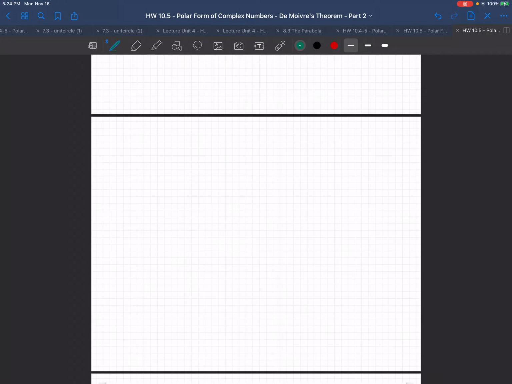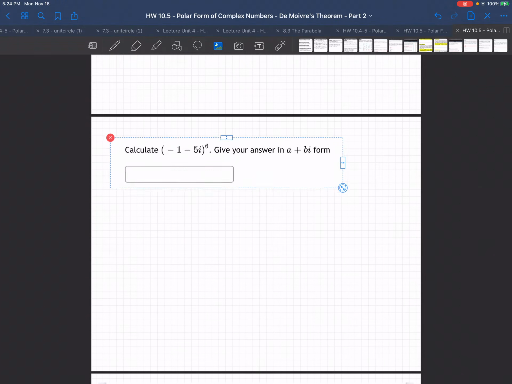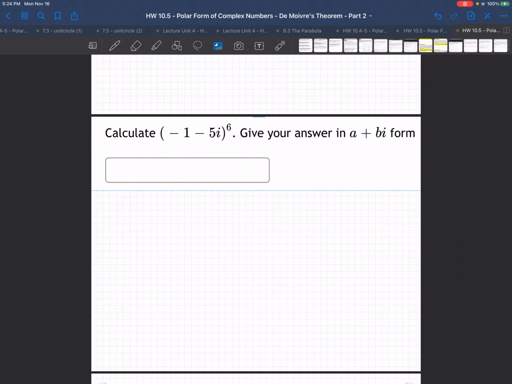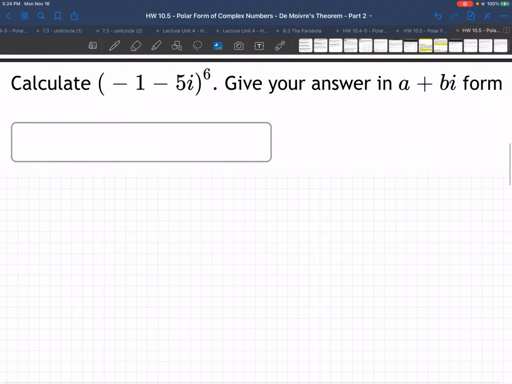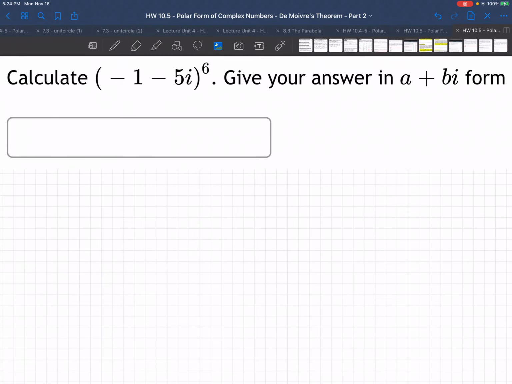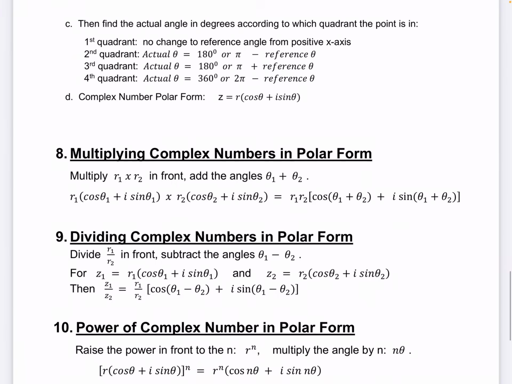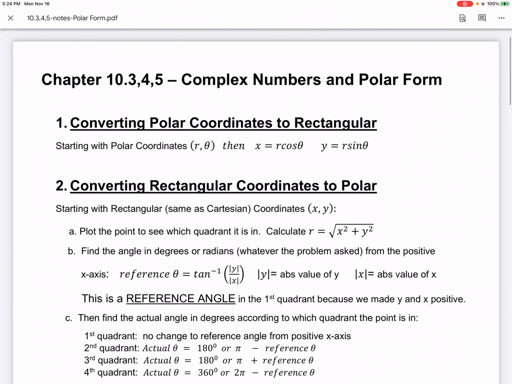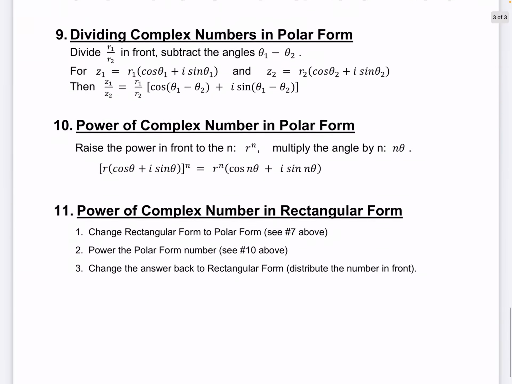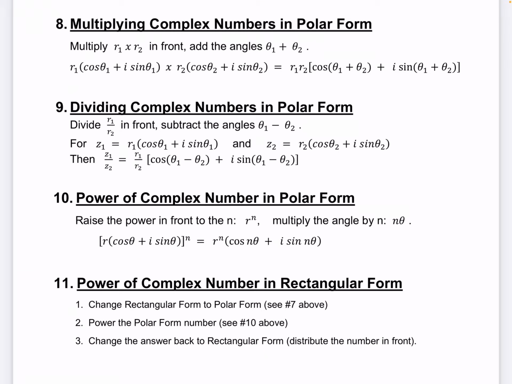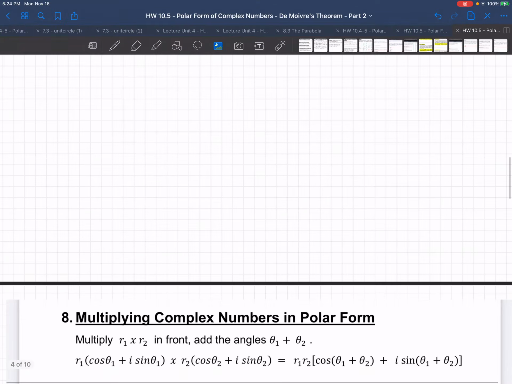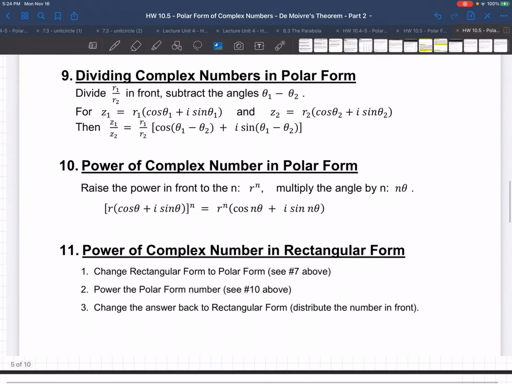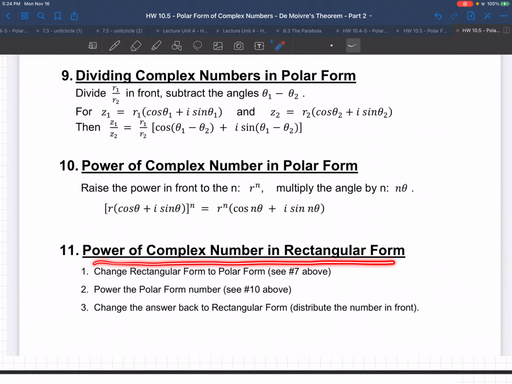So let's try again. And here's a quicker way. So that's a long way we'd like to avoid. So what is the quick way, the short way? Well, look at the notes. If you look on the notes, here's the Chapter 10, 3, 4, and 5, Complex Numbers, Polar Form notes at the top of Module 5. Go all the way down here to number 11. Power of a complex number in rectangular form. So here, I copied it down here for you.